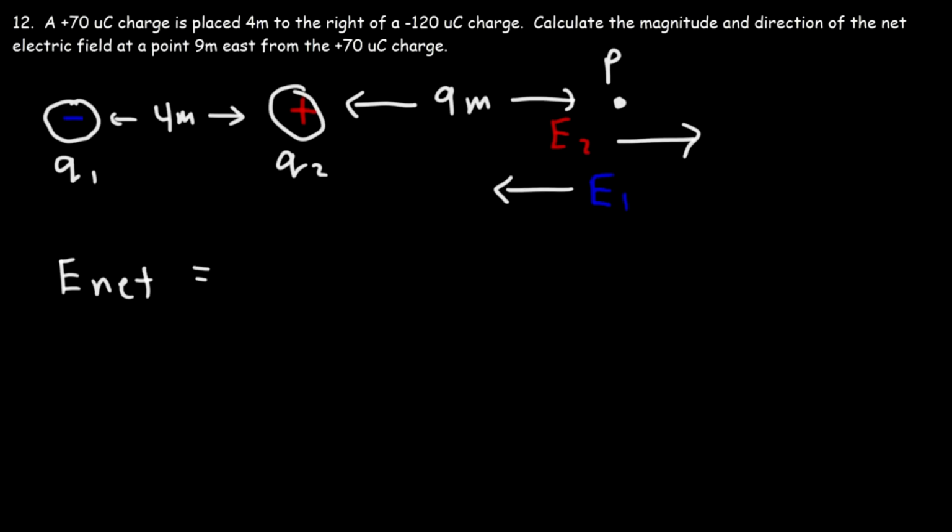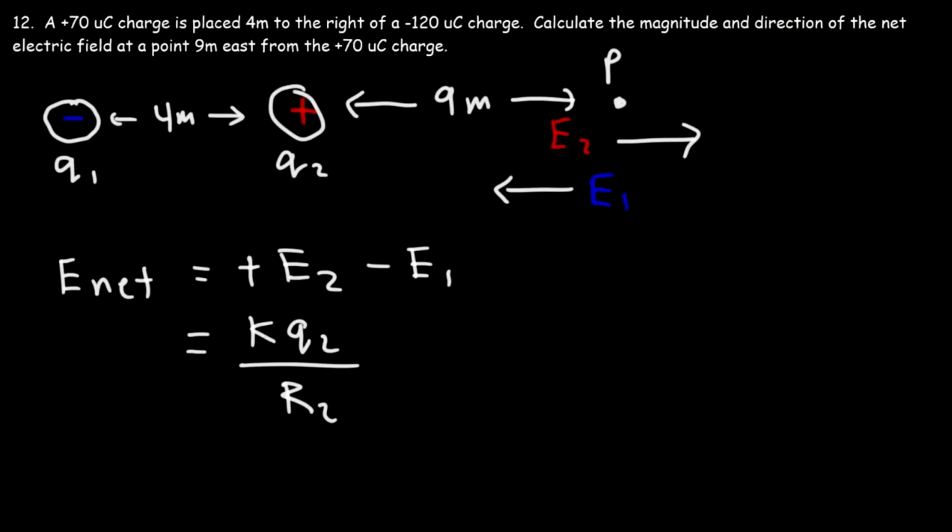Now, because these vectors are going in the x direction, we can add them. E2 is going in a positive x direction, so it's going to have a positive value. E1 is going in the negative x direction, so it's going to have a negative value. E2 is going to be k q2 over r2 squared. Let me write that better. And E1 is going to be k times q1 over r1 squared.